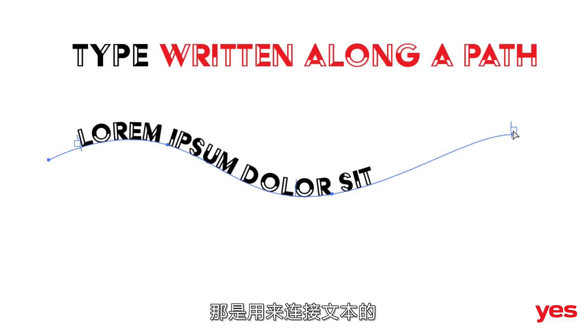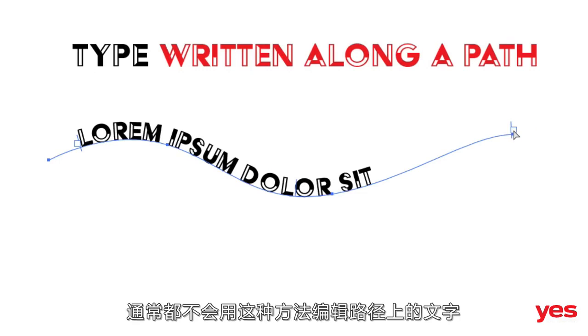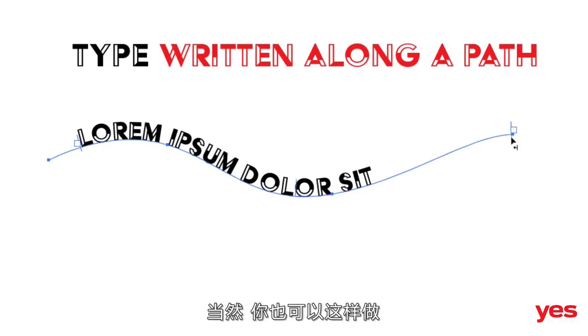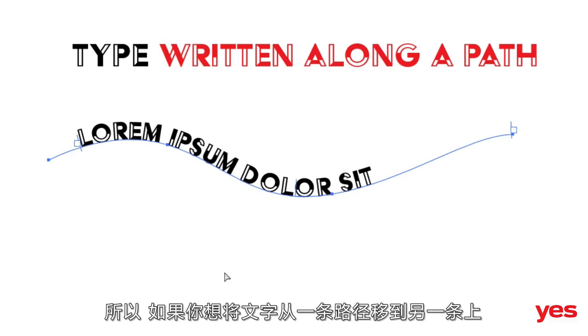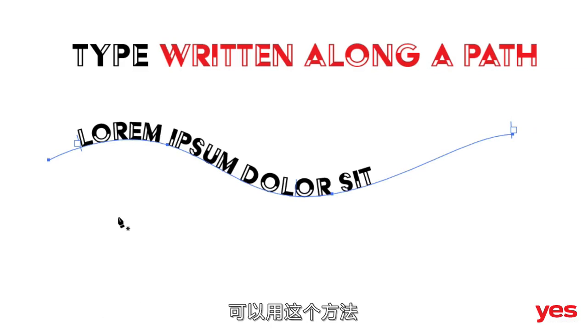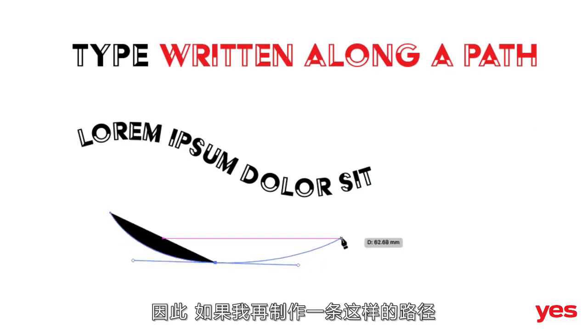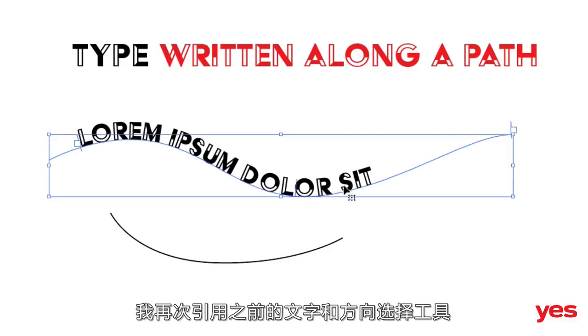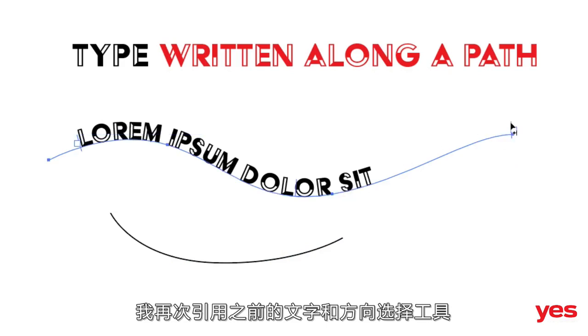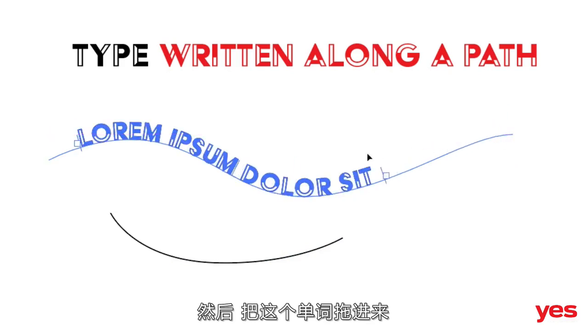That's for threading text. That's not something you would normally do with text on a path, but of course you can do that. So in case you want to have the text going from one path to another, you can also use that. Let me just show you that quickly. So if we have another path created like that, again, I'm going to use my previous text, the direct selection tool, and drag this one in.